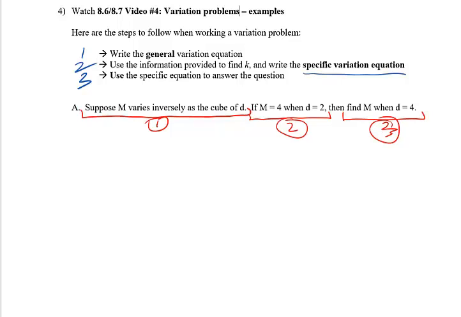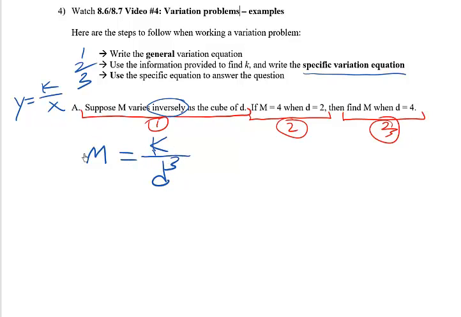All right, let's run through the steps. M varies inversely as the cube of d. When I read that word inversely, that's the one that has to make me think of this format, y equals k divided by x. In other words, the first variable, the m, is equal to some unknown constant divided by the second variable. Now, in this case, the second one is the cube of d. In other words, d cubed. That's the end of step 1.